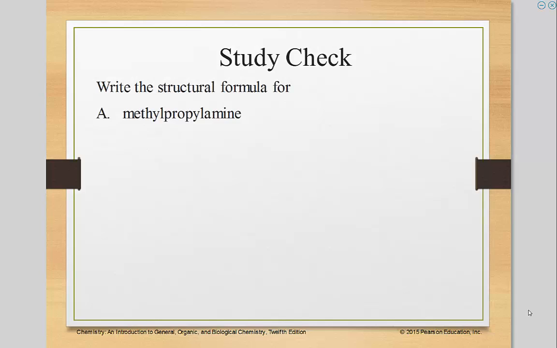So write the structural formula for methylpropylamine. So we have nitrogen here because it's an amine. We have 1 methyl group. We have 1 propyl group, 1, 2, 3 carbons, and then we have a hydrogen coming off of it.